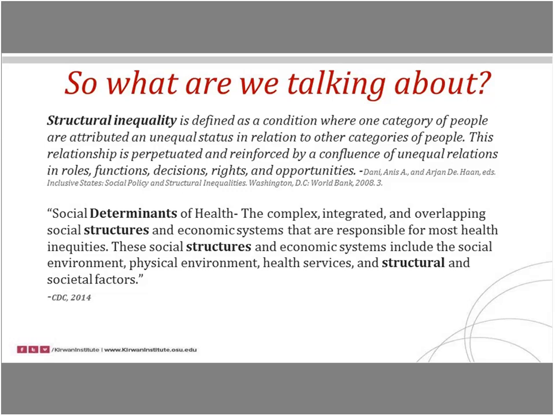If you take a look at this definition, the complex, integrated and overlapping social structures and economic systems that are responsible for most health inequities. These social structures and economic systems include social environment, physical environment, health services, and structural and societal factors. One of the reasons that we chose this definition is because this is what defines social determinants of health by the CDC for public health policies. It also points out, if you see in bold, that structure is bolded three separate times. This is going to be important as we go on in our conversation.